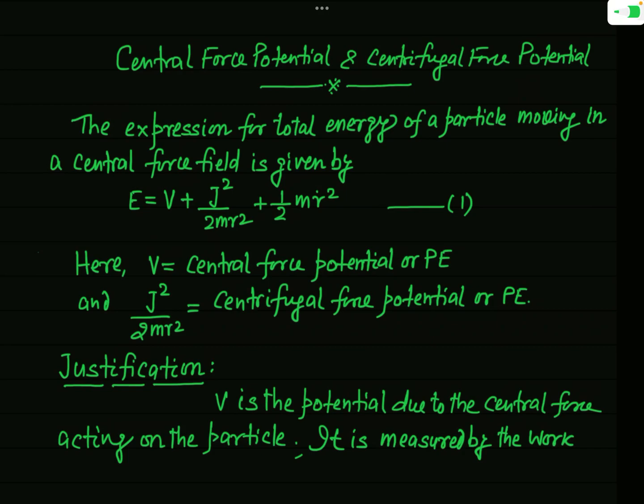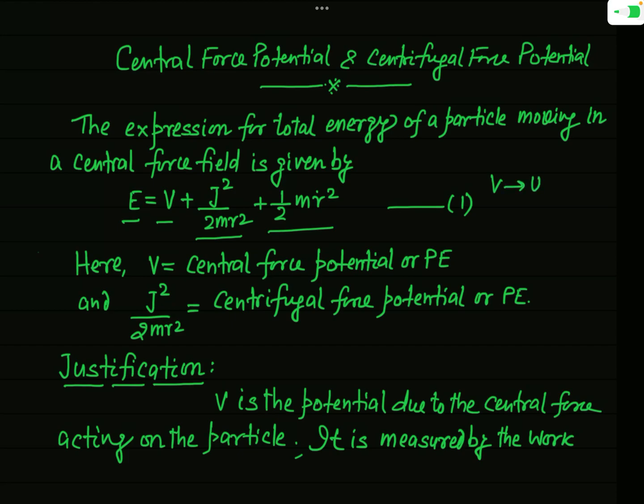In the previous lecture, while discussing the energy conservation in central force field, we obtained the expression for the total energy of a particle moving in a central force field. And you have seen that the total energy E of a particle of mass m moving in a central force field is given by this formula, that is E equal to V plus J square over 2mr square plus half m r dot square. Although in the previous lecture, instead of this V, I used the symbol U.